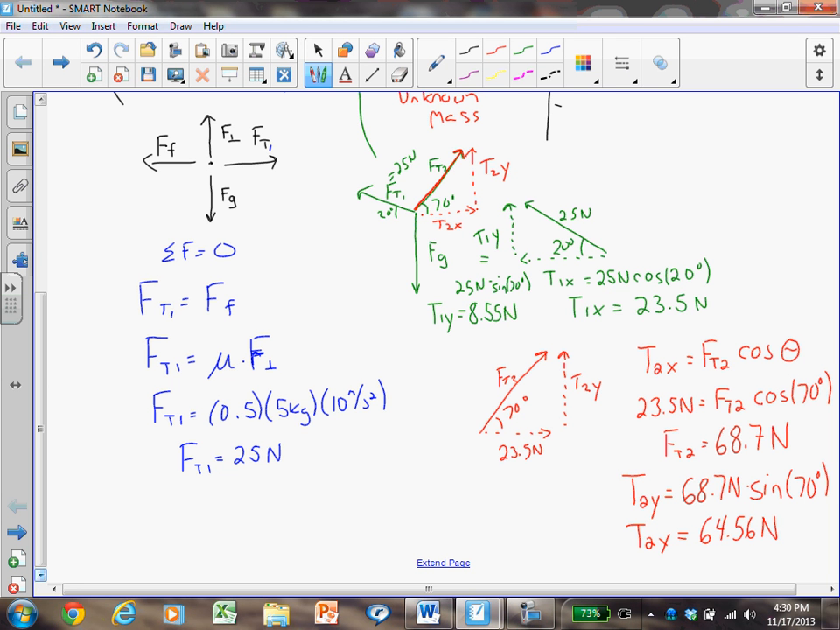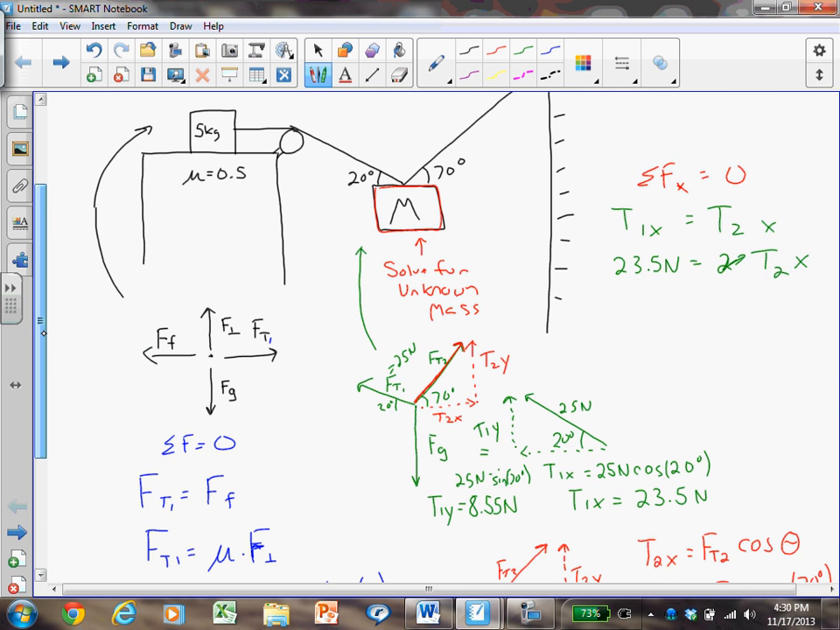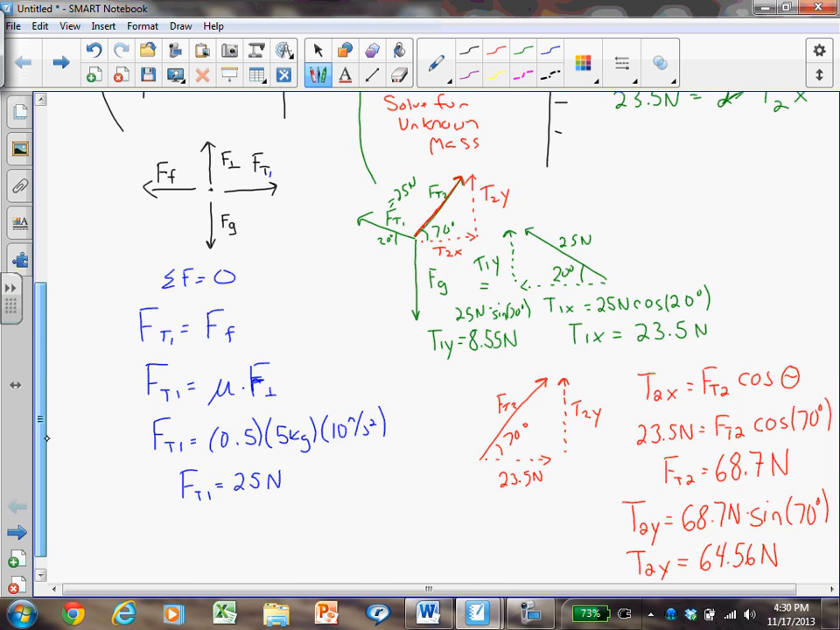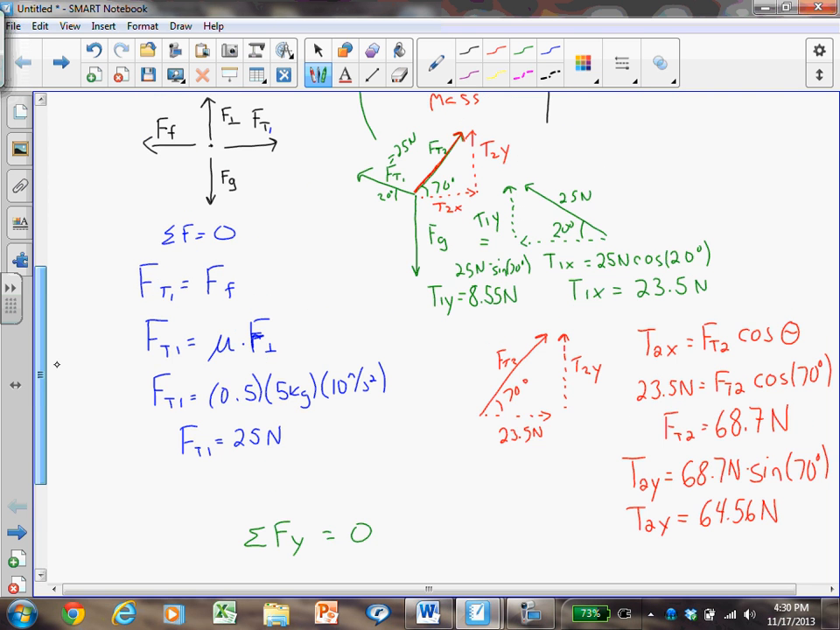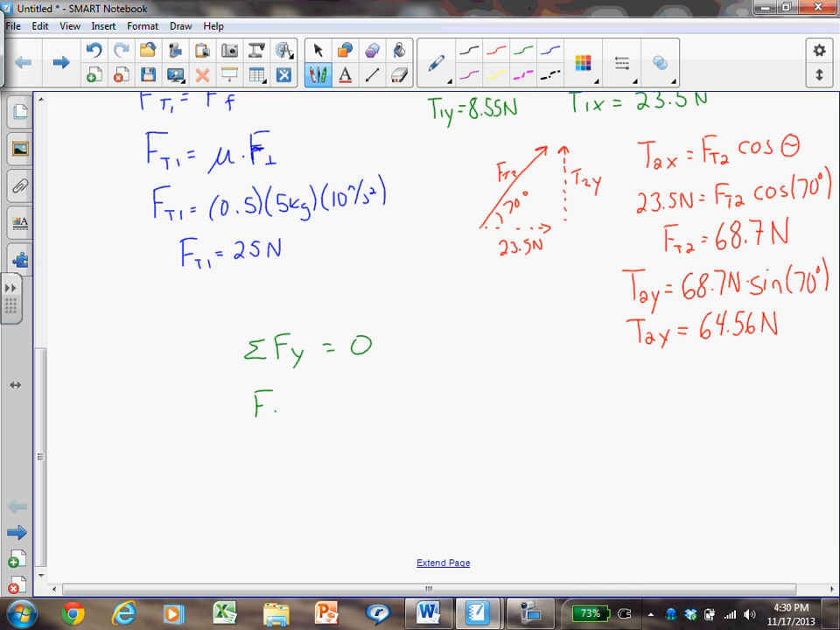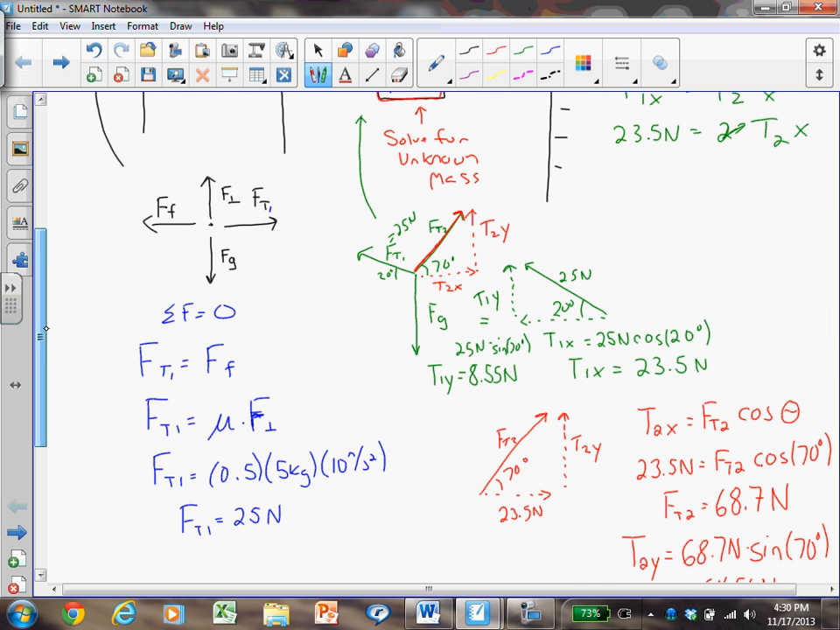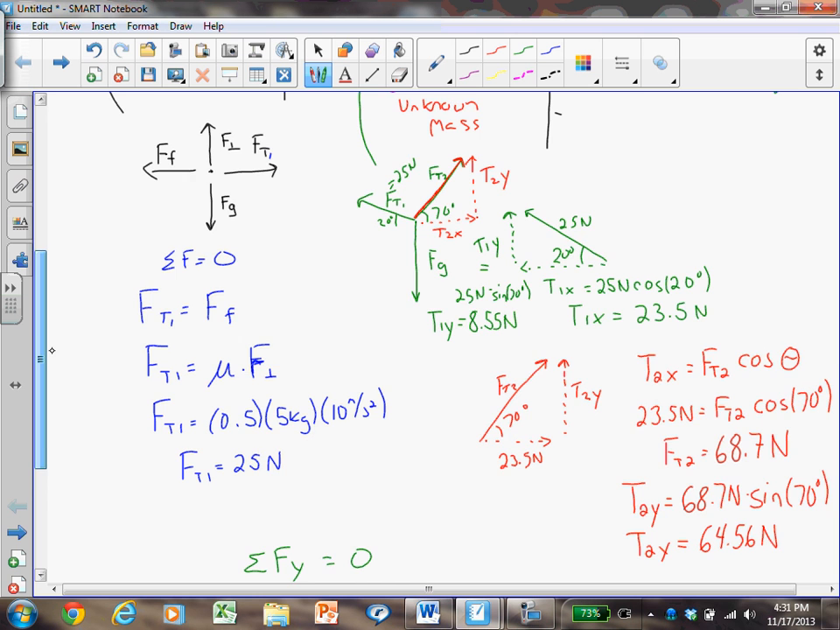Okay. So now the other thing we have for this is we want to get the mass eventually of that hanging mass. But we also know that from our sum of the forces in the y direction equals 0, that the FG down is going to equal the two y's going up, the T1y and the T2y.